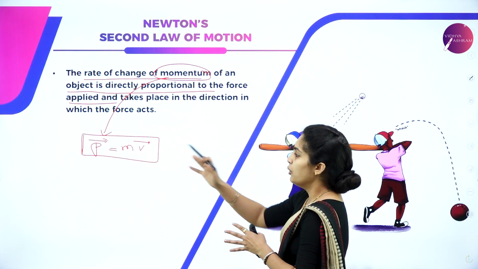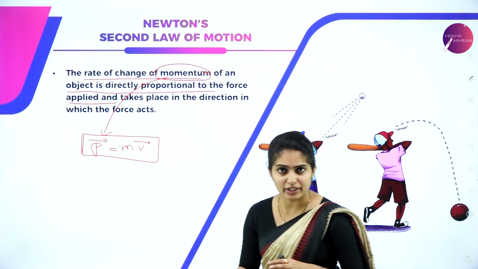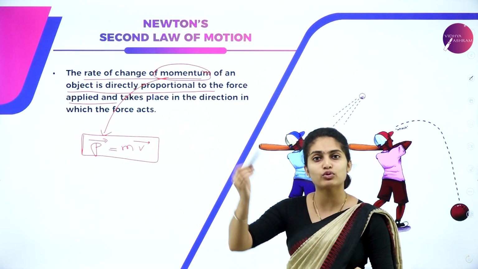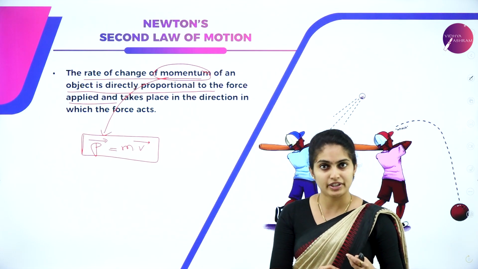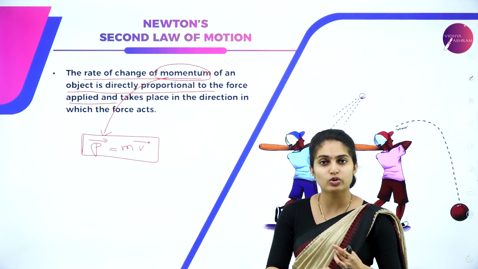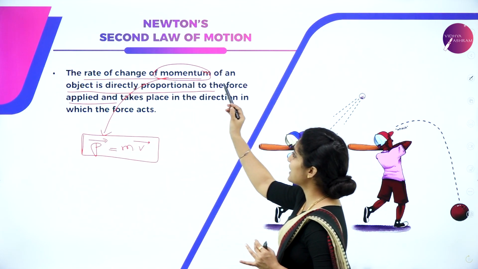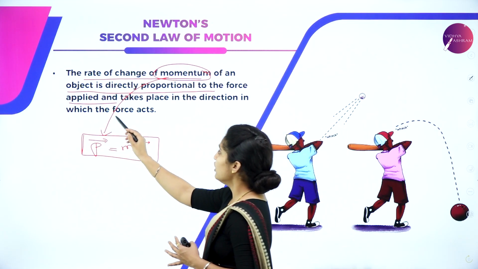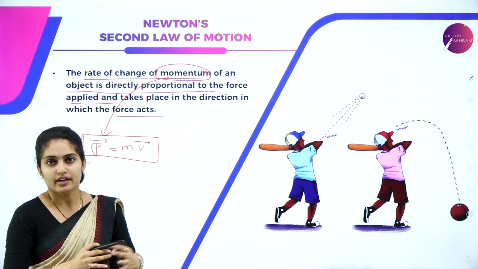So that is about momentum. Once again, let's read it. The rate of change of momentum: how does it change? It is directly proportional to the force. That means as the force increases or decreases, it directly affects the momentum. If the force increases, momentum increases. If the force decreases, momentum also decreases. So the rate of change of momentum of an object is directly proportional to the force applied, and it takes place in the direction in which the force acts. Wherever the force is acting, in that direction only it takes place.